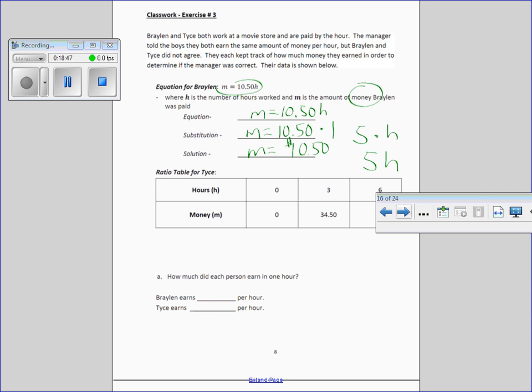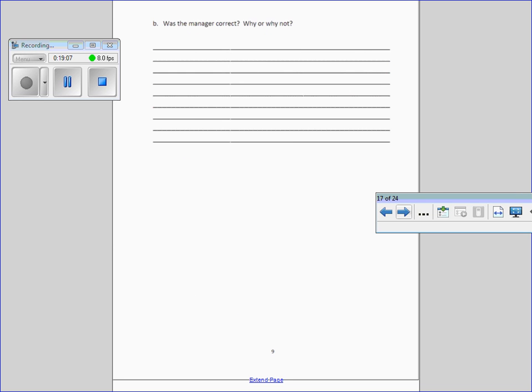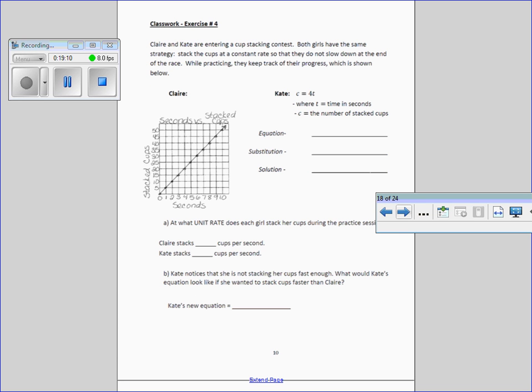Now you have to look at Tice's ratio table and figure out if he's making the same, more, or less than Braylon. And that's where I'm going to put you in your groups and let you work. I want you to do, if you can, before the bell rings, exercise 3, finish this, and try to do exercise 4. Because I'm going to tell you what your homework is.